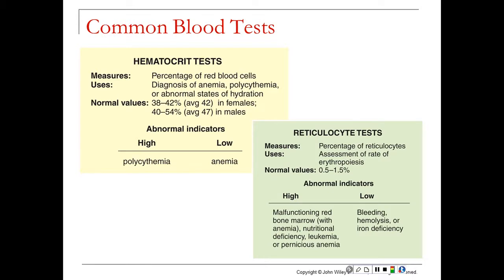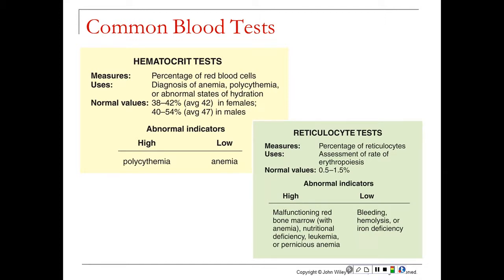Common blood tests, you may even get to do some of these in lab, are the hematocrit tests. The hematocrit test is telling you the overall percentage of red blood cells, so this could help diagnose anemia or polycythemia or even dehydration because you can see the plasma levels. The normal hematocrit values in females are lower than in males, so 38 to 42% hematocrit in females, whereas 40 to 54% in males. If you have a high hematocrit, that indicates polycythemia, whereas a low hematocrit would indicate anemia.